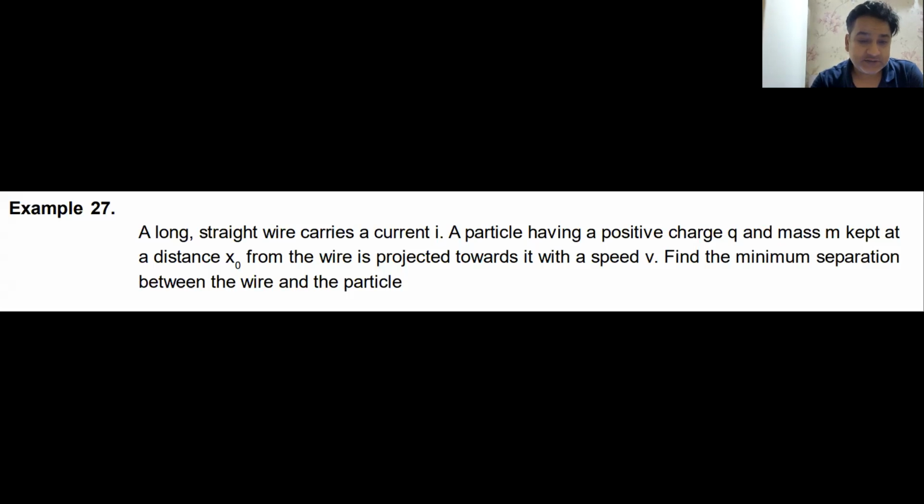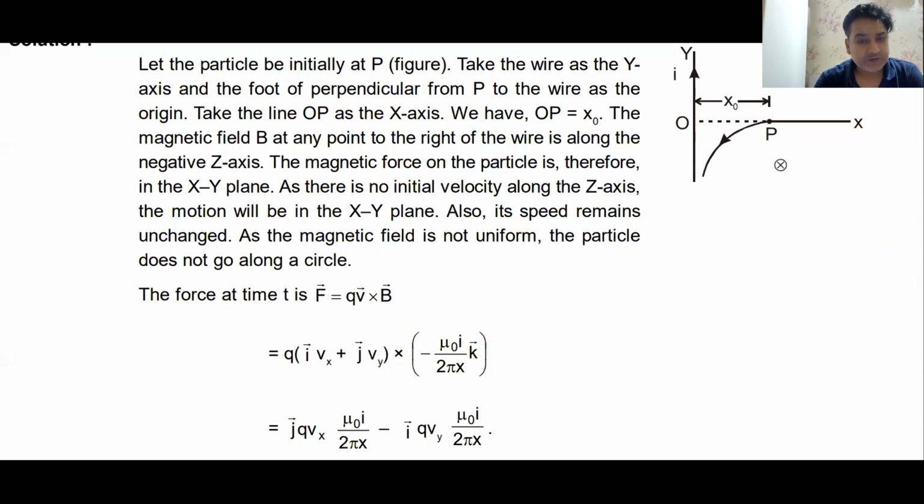So the question was this, that we have an infinitely long wire and we have a particle thrown towards it from a distance of x naught. If you draw the free body diagram, this is how the diagram looks, and I have projected it with a velocity v naught. Now, when will the separation between this wire and the particle be minimum? When its velocity becomes completely vertical? Yes or no?